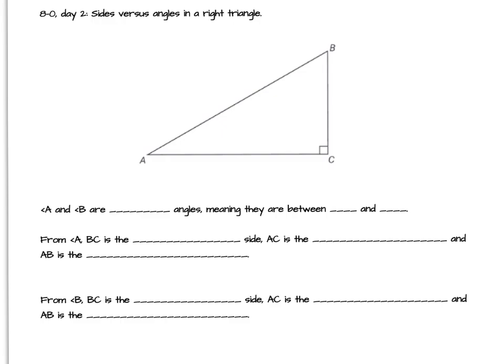In the second lesson for 8.0, day 2, we're going to take a look specifically at how angles compare to sides in a right triangle. Given right triangle ABC, we see angle C has the right angle at the bottom. So recognize that the side length directly across angle C is the hypotenuse. Let's go ahead and label that on our picture. And the hypotenuse is always the longest side in a right triangle.